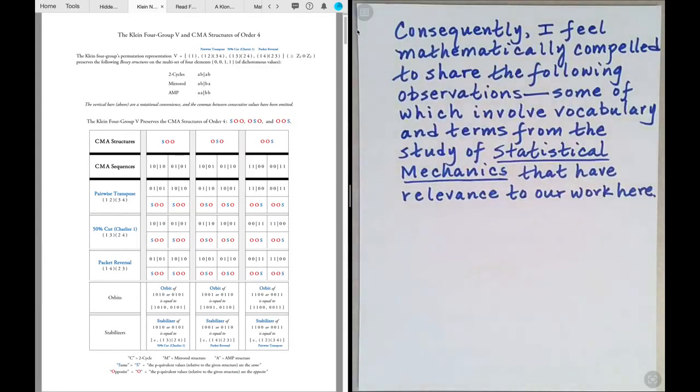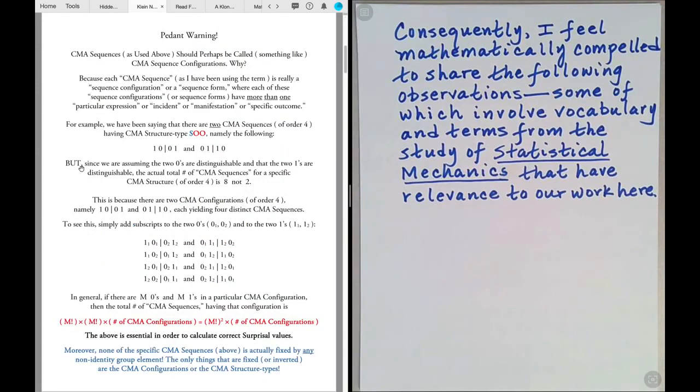Consequently, I feel mathematically compelled to share the following observations, some of which involve vocabulary and terms from the study of statistical mechanics. So what we're going to do is explore how I have been using the vocabulary that I've created and how it can be translated into the vocabulary of statistical mechanics, more specifically into the notions of macrostate and microstate.